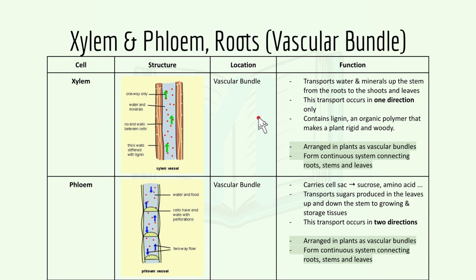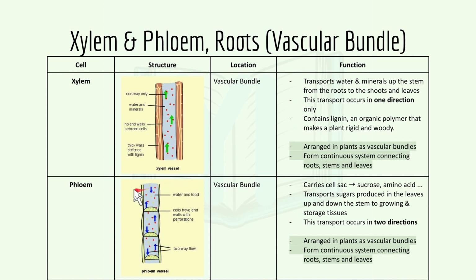The function of xylem is to transport water and minerals up the stem from the roots to the shoots and to the leaves. And this transport only occurs in one direction. It contains lignin, an organic polymer that makes plants rigid and woody. Xylem is arranged in plants as vascular bundles, and it forms a continuous system connecting roots, stems, and leaves.